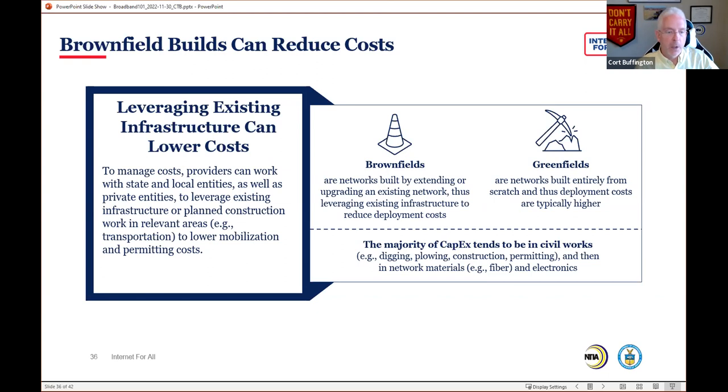In cases where it's possible to find a brownfield, opportunities tend to be much less expensive than greenfields, because in any kind of a broadband deployment, it's the civil works that tend to cost the majority of the money. It's not the cost of the fiber. It's the cost of putting the fiber in the ground that is the greatest. So brownfields stretch money a lot farther than greenfields. If there's already infrastructure available, the funding tends to go a lot farther.